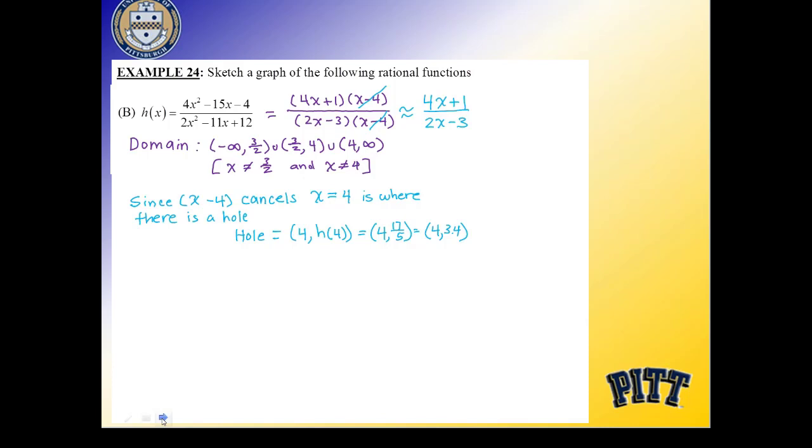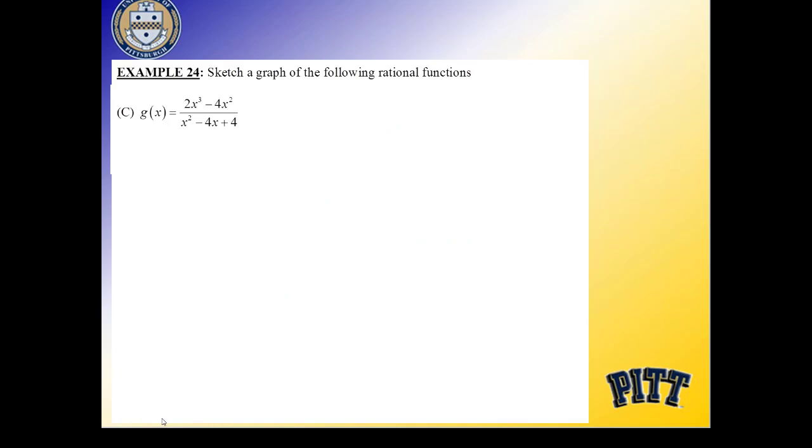So I put 4 into the original function. Now, not the original, the new function, 4x plus 1 over 2x minus 3. I get 17/5, which is about 3.4. So the hole's at 4, comma, 3.4. The 2x minus 3 did not cancel, which means that x equals 3 halves is the vertical asymptote.